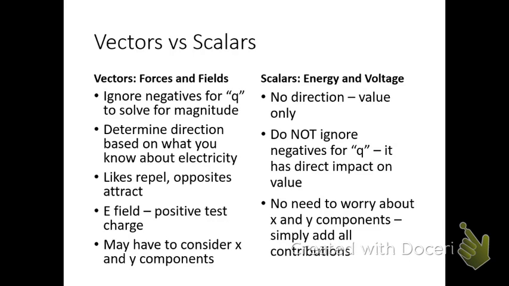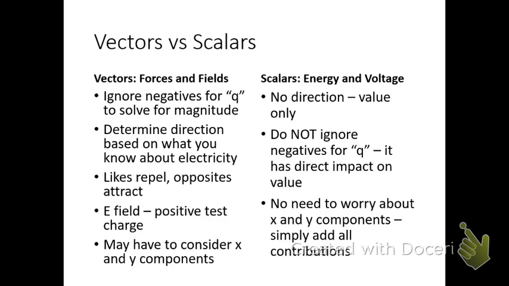A few notes on vectors versus scalars. With vectors, definitely ignore values of Q at first. So vectors are going to include forces and fields. If you're solving for something that starts with an F in this unit, odds are it is a vector. So ignore negatives of Q at first and just solve for the magnitude. Magnitude, again, is an absolute value. Then determine the direction yourself.